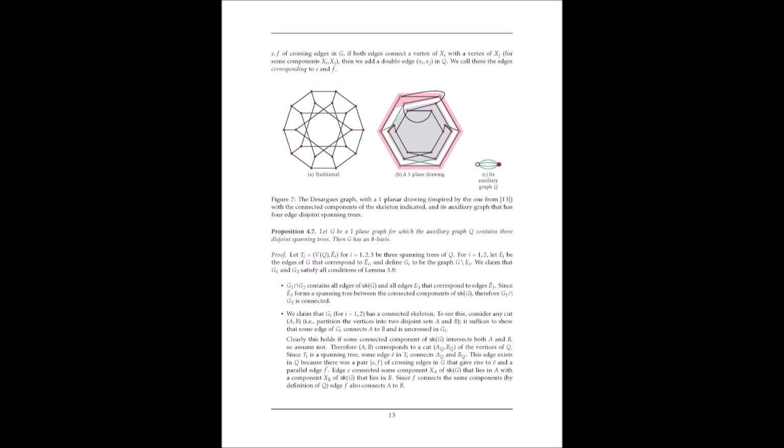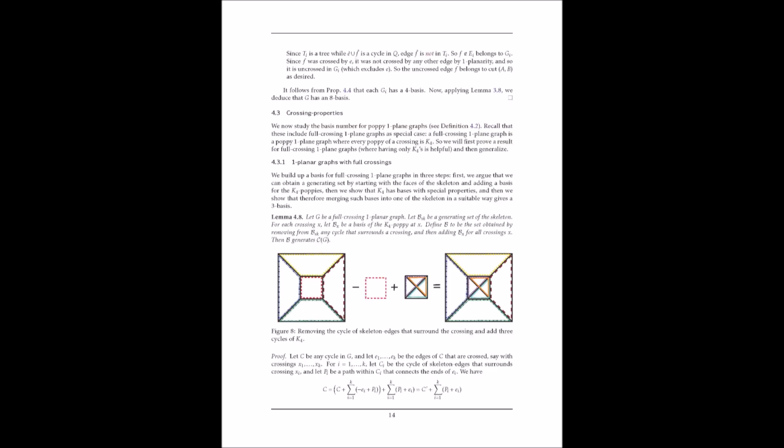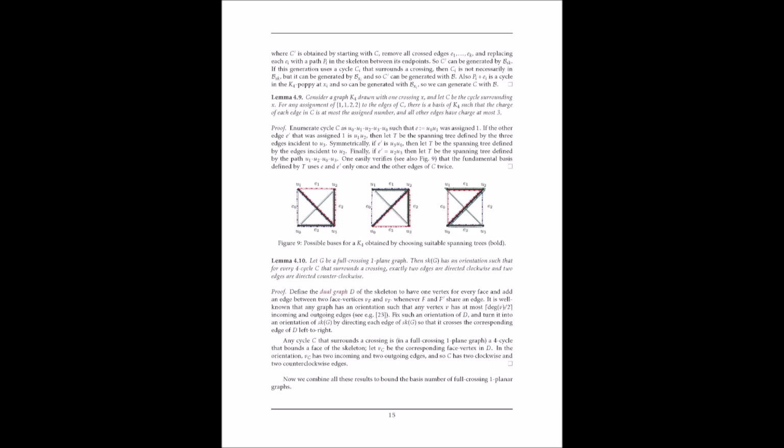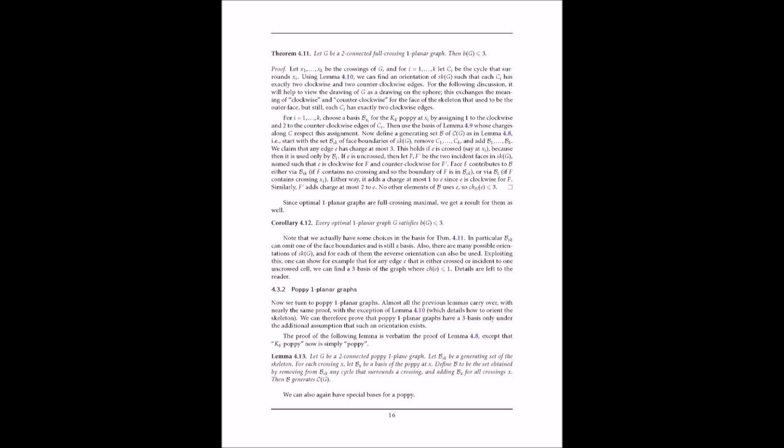We've explored so much about one-planar graphs and their basis numbers. From the surprising result that the basis number can be unbounded, to the elegant constructions involving connected skeletons, K4 poppies, balanced orientations, and those intriguing open problems. This deep dive has been quite a journey. What are your final thoughts on this area of research?